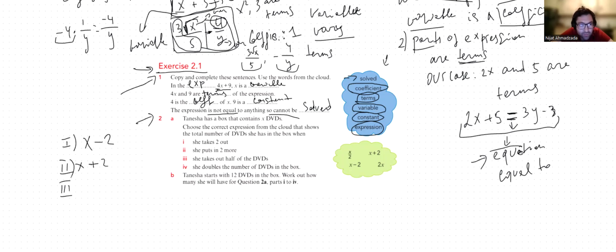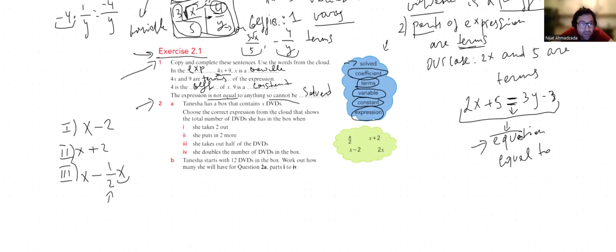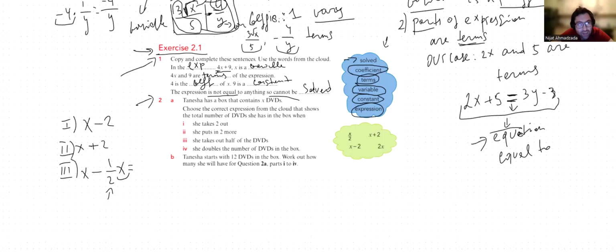Part 3. Again, she has X number of DVDs. She takes out half of the DVDs. So she takes out minus how much? Half of the DVDs that she has. So 1 over 2 of x, because she has x and she takes out half. So x minus 1 over 2 x, you can calculate by yourself and you can get that it's equal to 1 over 2 x, because full minus half is a half.